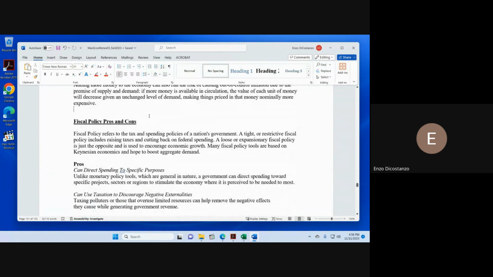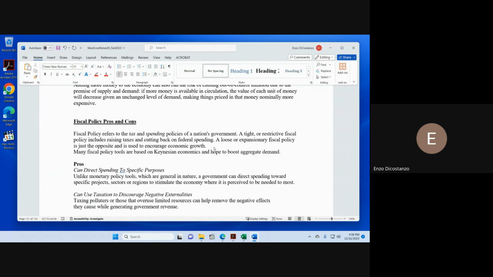Now we'll look at the fiscal policy advantages and disadvantages. Again, this is the taxing and spending policies of the nation's government. A tighter, restrictive fiscal policy includes raising taxes and cutting back on federal spending. A loose or expansionary fiscal policy is just the opposite, used to encourage economic growth. And fiscal policy tools are based on Keynesian economics, again, which hopes to boost demand.